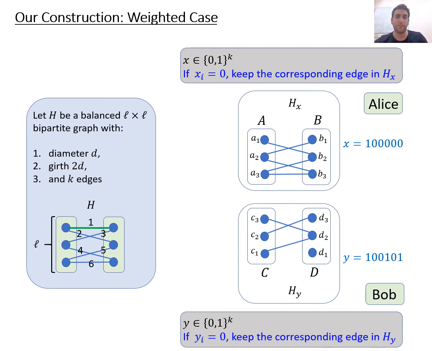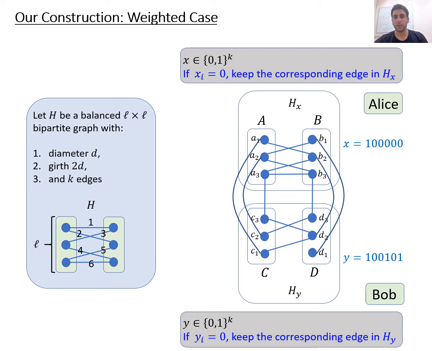And if, for example, the first bit of X was 1, and it corresponds to this edge of H, then we don't keep the corresponding edge in Hx, so we don't have an edge between A1 and B1 in this case. And similarly, we keep in Hy only the edges that correspond to the 0 bits of Y.